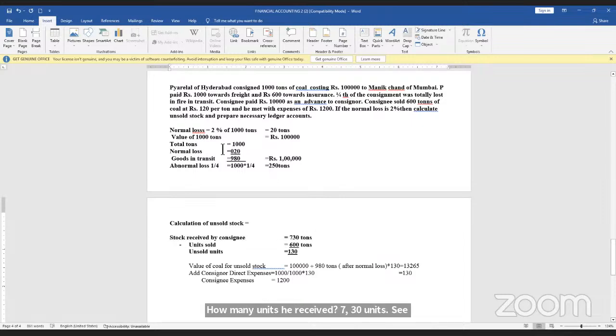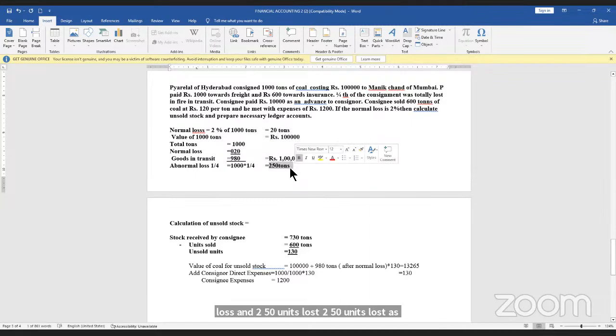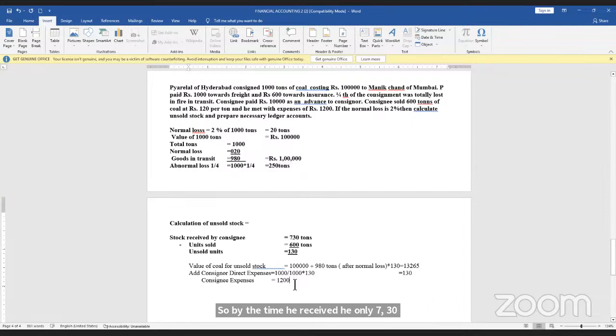730 units only, because 20 units were lost in normal loss, and 250 units were lost as an abnormal loss, a fire accident. So by the time he received, he had only 730 units. Upon 730 units, he spent 1200.